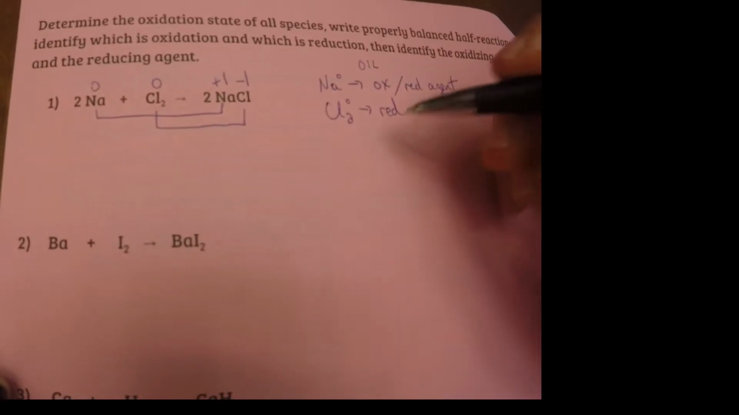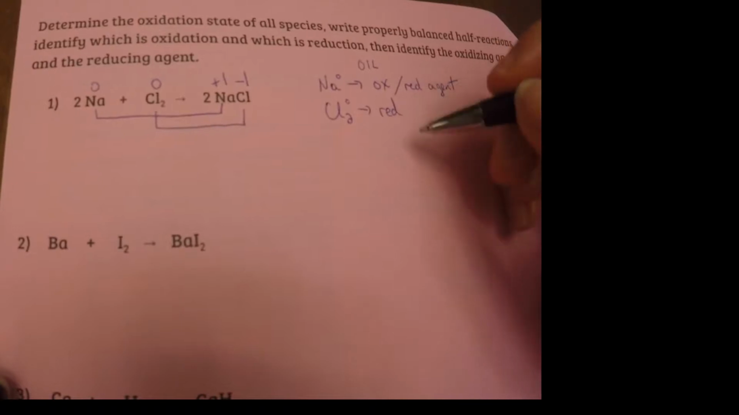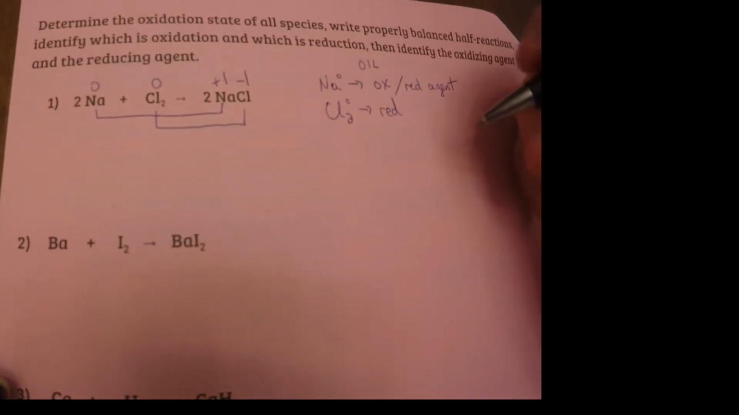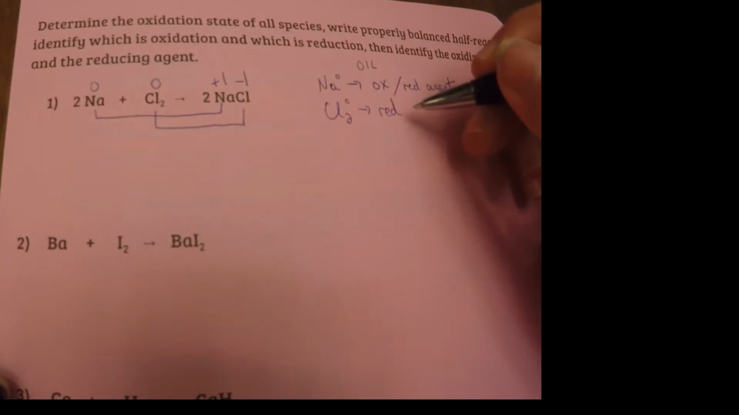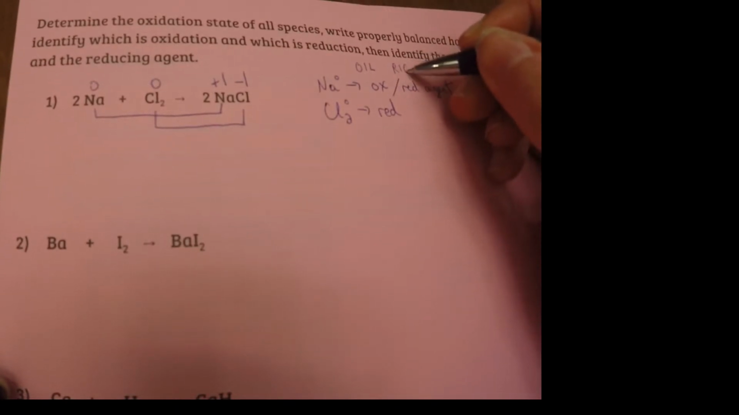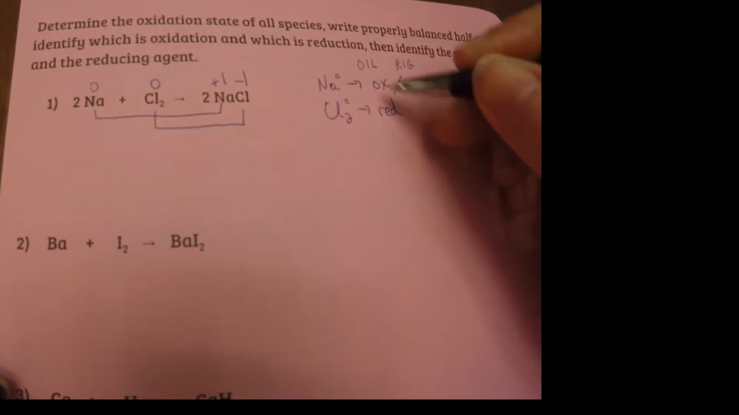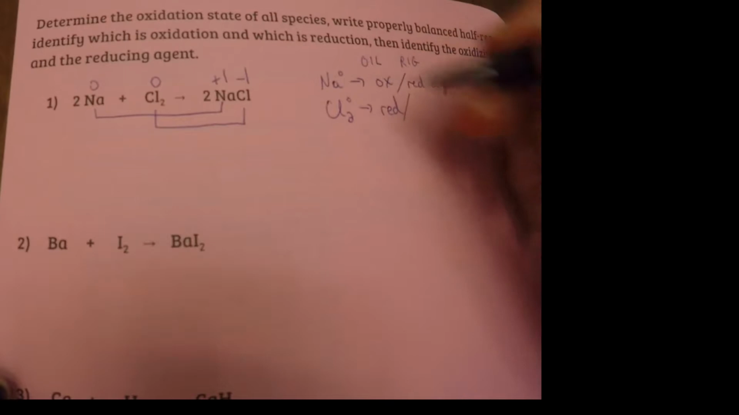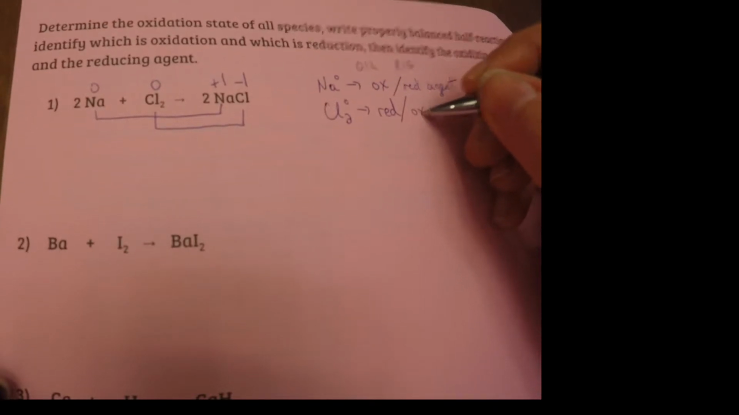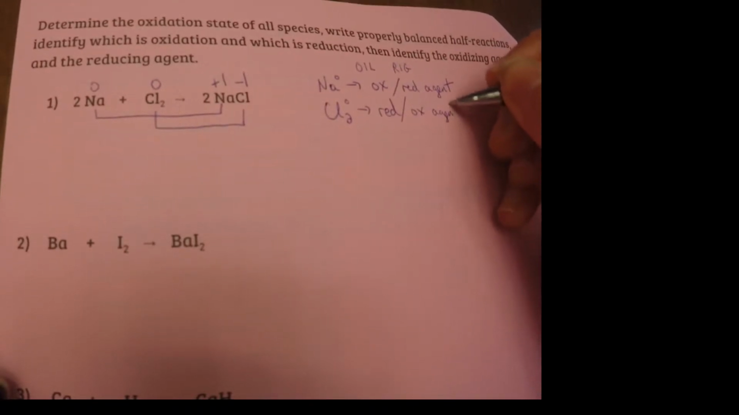And on the flip side, if chlorine is being reduced, he has to gain electrons. He has to get electrons from somewhere. So whoever he's stealing electrons from loses them. Reduction is gain. He's going to gain electrons from the sodium, so that means that chlorine is going to make sodium be oxidized, so we call him the oxidizing agent.